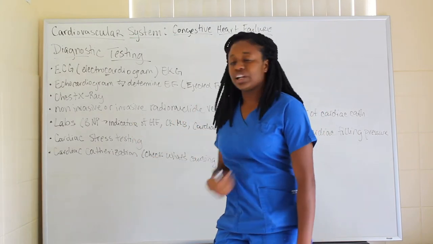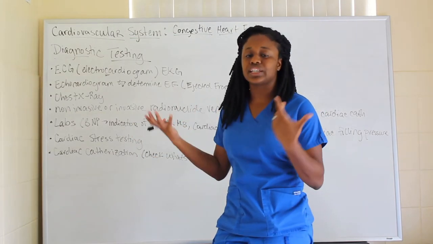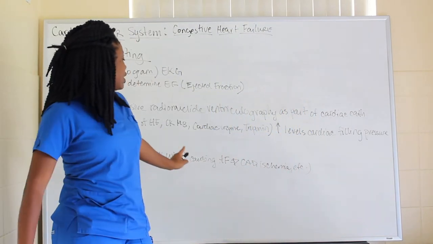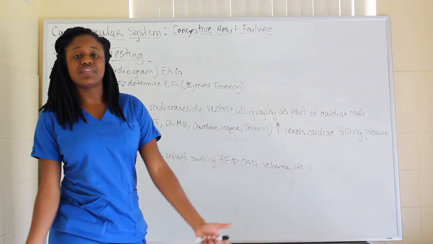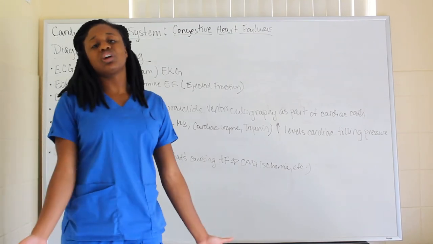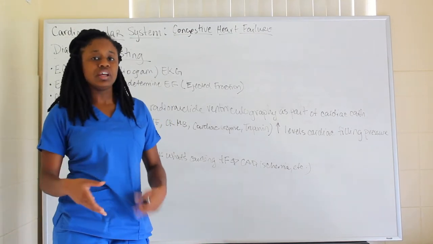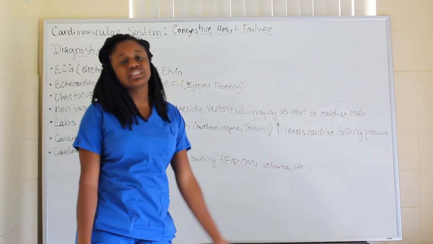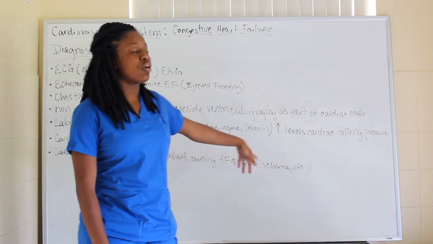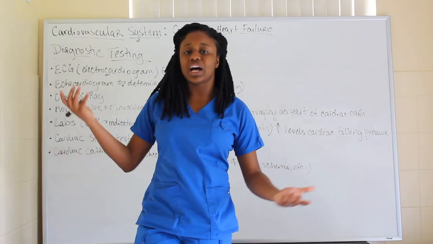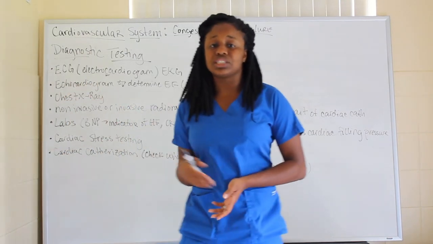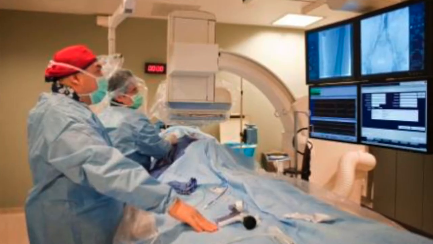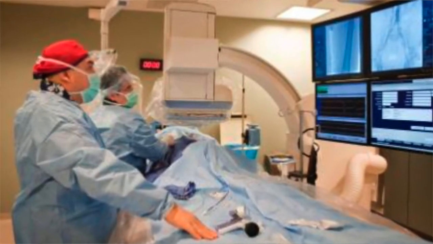Also, you have your cardiac catheterization, which is your cardiac cath or your cath lab, so they say, and they may do that in the diagnostic findings to try to figure out what is causing the heart failure. What is going on, right? Is it coronary artery disease, which is what CAD stands for, or is it an ischemia? Is it an MI? What's causing it?